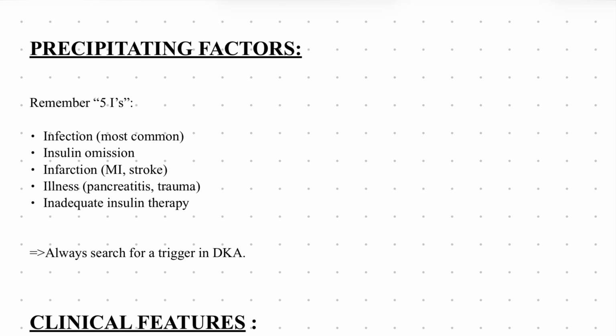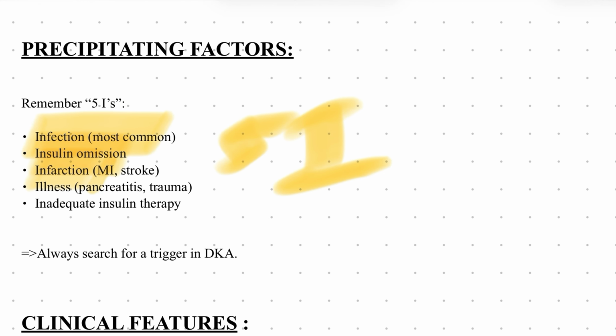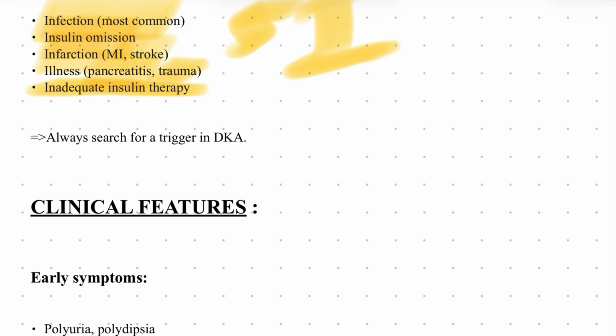Then coming to precipitating factors, you can remember the 5 I's. Infection, which is the most common precipitating factor. Then insulin omission, like missing the dose of insulin. Infarction, vascular diseases like MI or stroke. Illness, which is mainly pancreatitis, which leads to insufficiency of insulin secretion. Then it may be related to trauma. At last, inadequate insulin therapy. Then you need to search for the actual cause, means whether a precipitating factor is present or not. So this point says always search for a trigger in diabetic ketoacidosis.